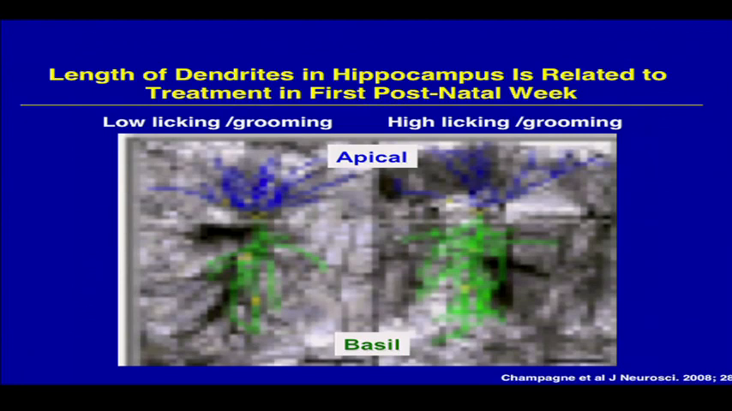And what you can maybe even see in this terribly pixelated image is the length of dendrites in the hippocampus related to the treatment in the first postnatal week. So if the rat had low licking and grooming, and this is a slice of brain tissue, and they've stained particular neurons in the hippocampus and looked, you can see that the high licking and grooming has a very different and more elaborate set of neuronal connections than on the left. I need to fix this image.